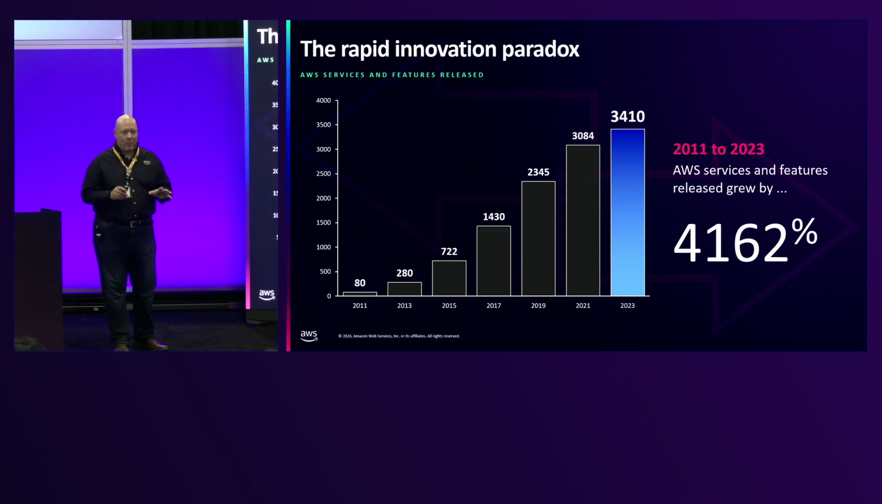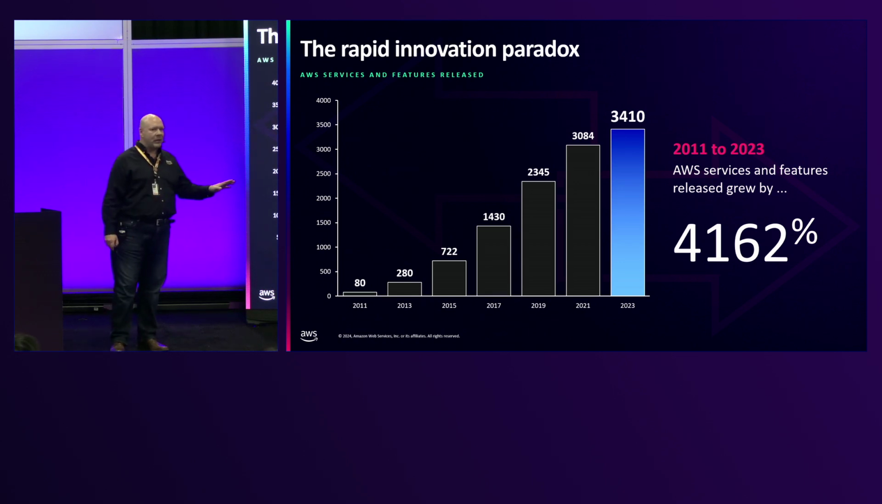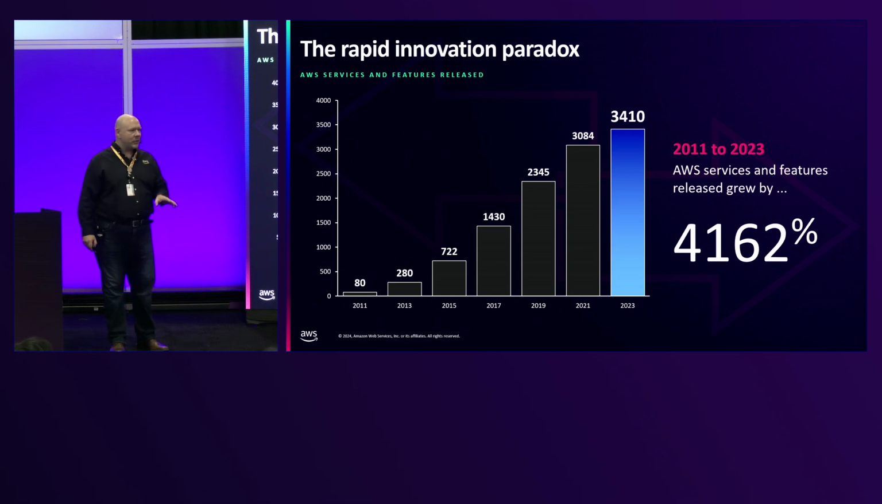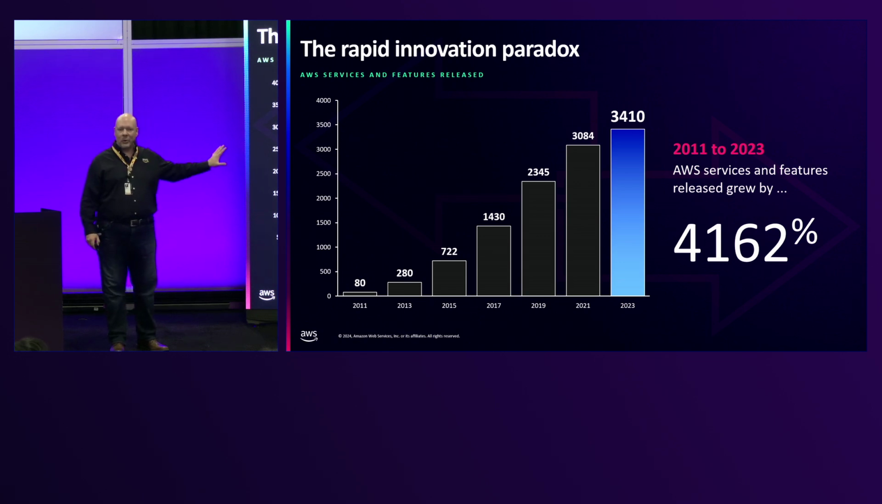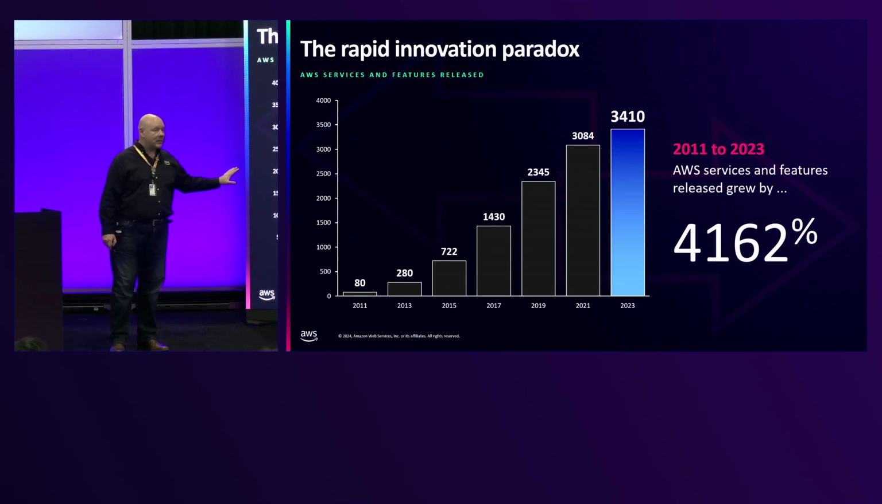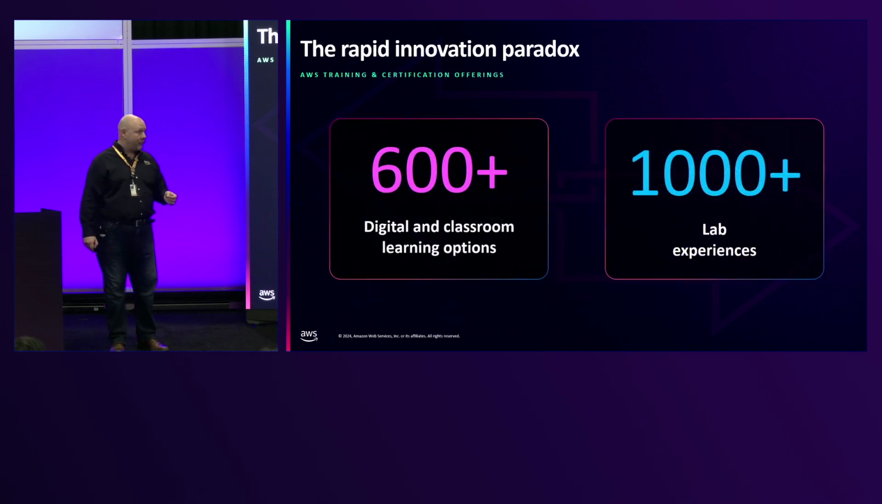Now, AWS is a perfect example of this. When you think back to when we started in 2011, the number of services and features that we've released year over year, it's almost 4,200% growth in that time. And this does not even include all of the features, all of the services that we're announcing just this week alone. Keeping up with that change is difficult.